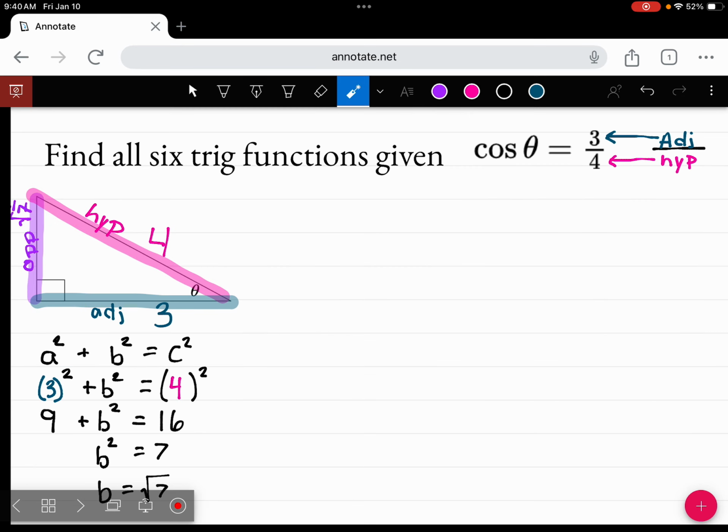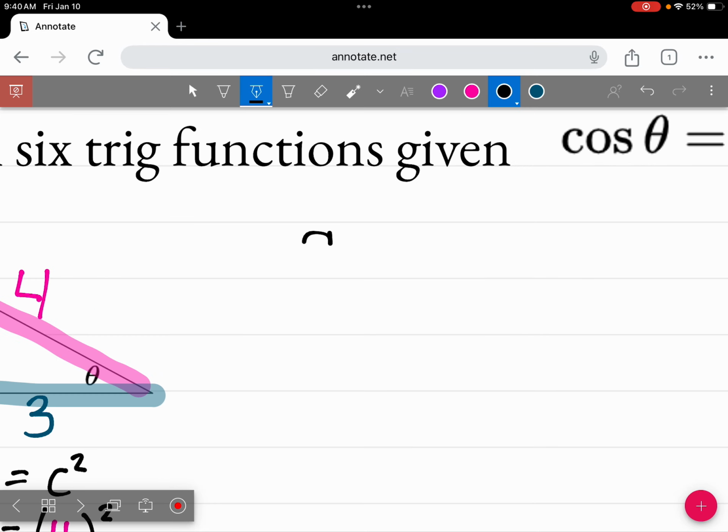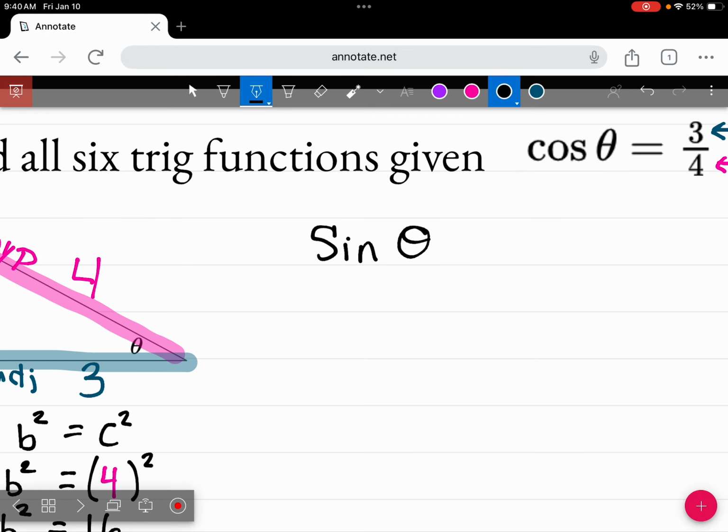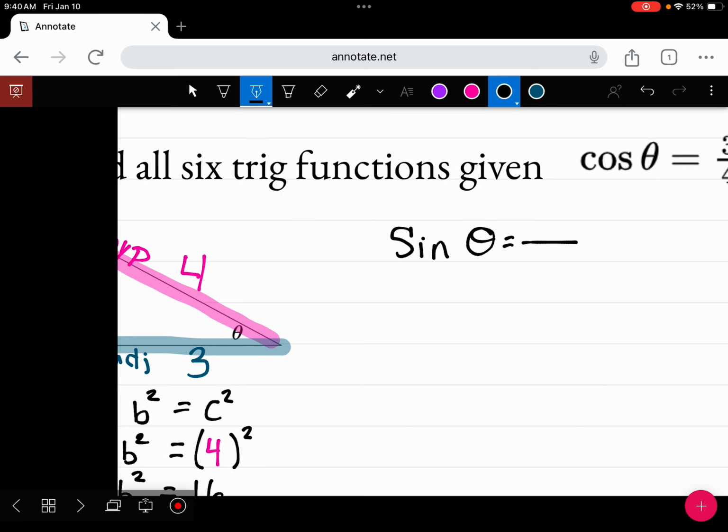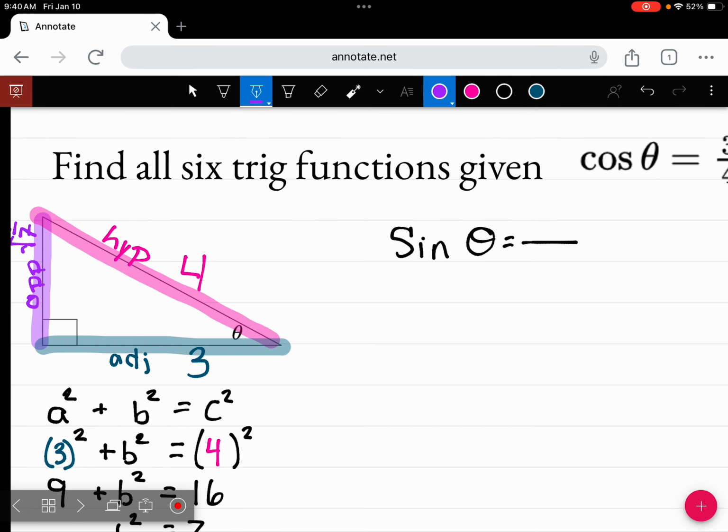So we need to find the side so that we can use that to find all of our pieces. We're going to find the sine of theta. So sine is made up of which two pieces? Opposite over hypotenuse. So opposite is the square root of 7 over our hypotenuse, which is 4.